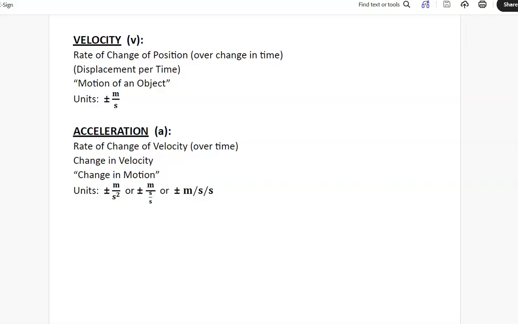Acceleration, abbreviated with a lowercase a, is the rate of change of velocity over time. The change in velocity means a change in either the speed or the direction, and we commonly would say it's a change in motion. But when we say change in motion, we really mean change in velocity. And the units we use for acceleration are typically meters per second squared. And it is also a vector, so it also requires a direction, and typically we'll use a plus or minus sign.